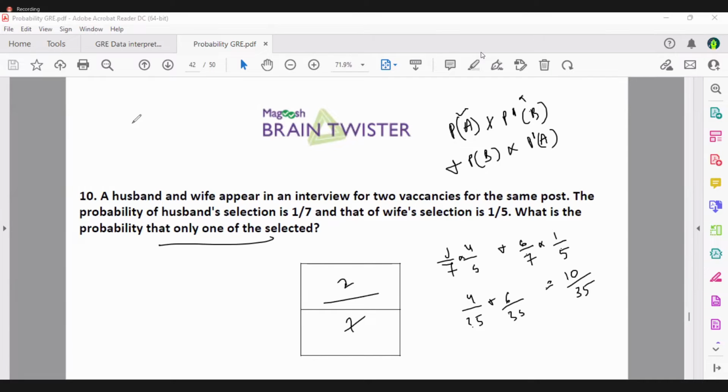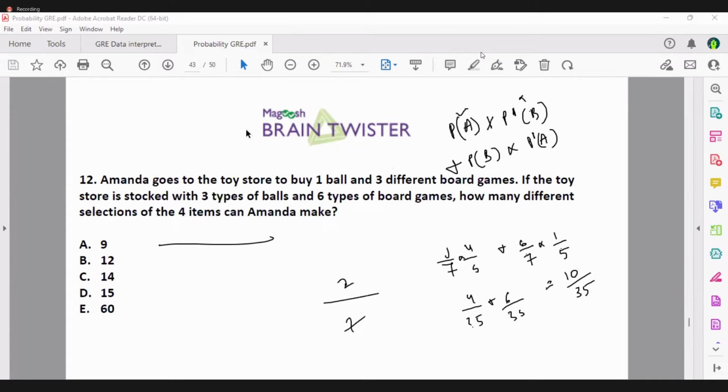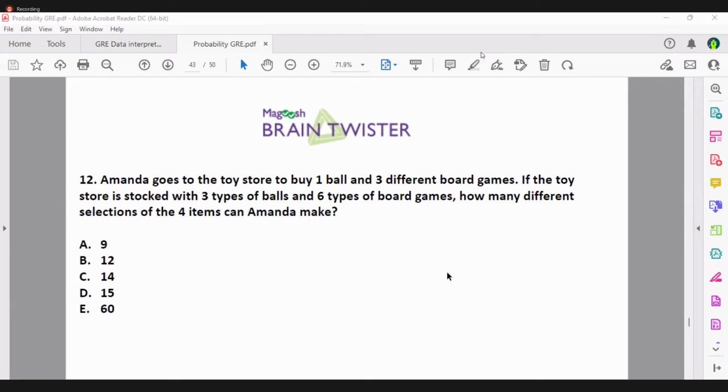Amanda goes to a store to buy one ball and 3 different board games. If the toy store is stocked with 3 types of balls and 6 types of board games, how many different selections of 4 items can Amanda make? Anyone who's done this question? So is it 60?